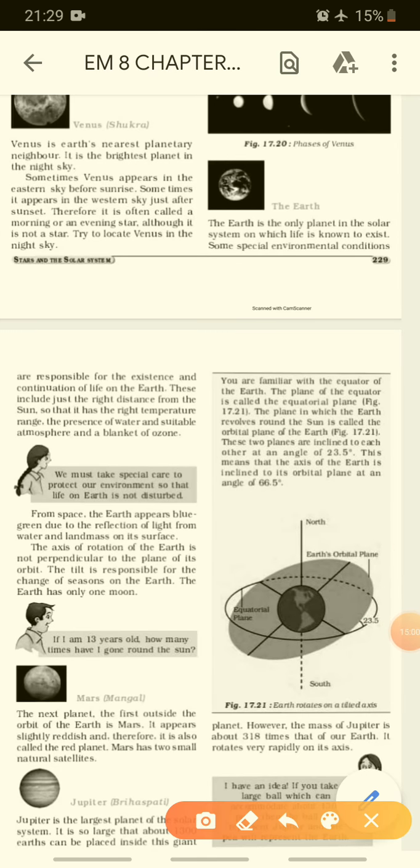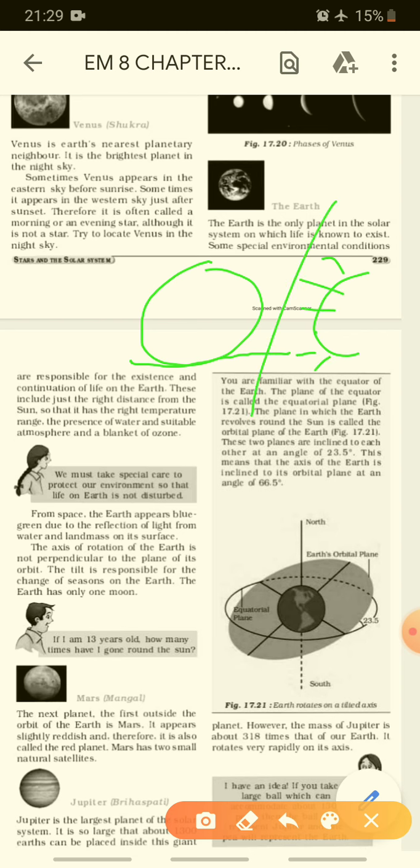The tilt. So our earth is this way, and this is our sun. This is how it keeps on revolving. It is not a perfect circle or round. So we cannot say that our earth is perpendicular. It is not perpendicular to the plane of its own orbit. And you know what an orbit is? The path along which it rotates or revolves.